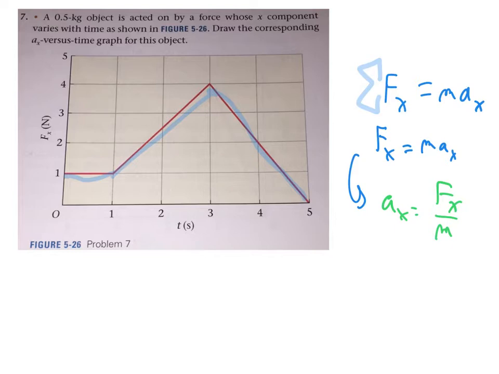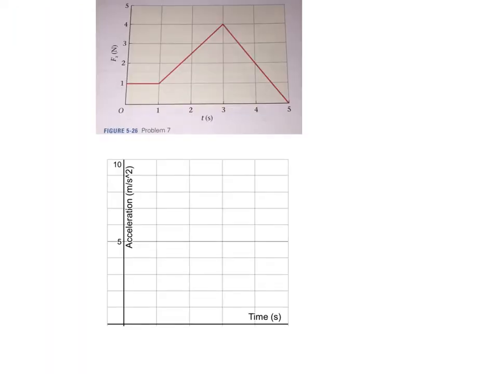So on correct scales, we would end up saying that now we have a correctly scaled graph, and we'd say that when F is 1, in other words, here, we would expect a to be 1 over a half, or 2. So for the first second, it does something like this. And then when F is 4 at this moment, then a should be 8.